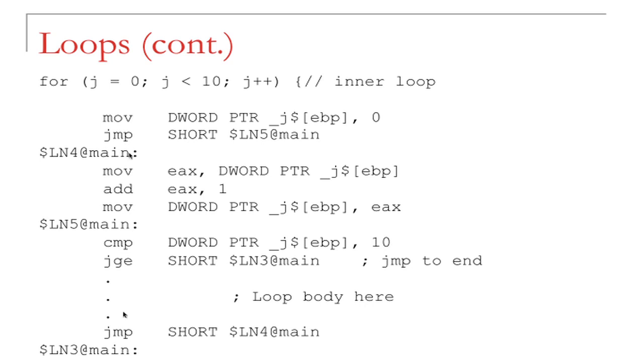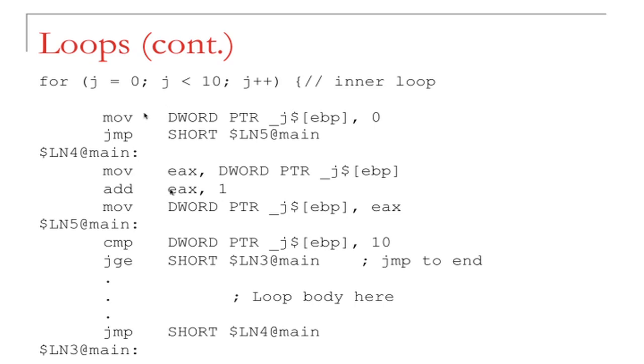That's where the main loop body is. So these are the instructions in the loop iteration. You can have plenty of them here. After they are done, we'll do jump short ln4 main. Okay, we'll jump back to here. What we're doing here, we're actually doing this increment. Remember, we have to do this in every loop iteration.